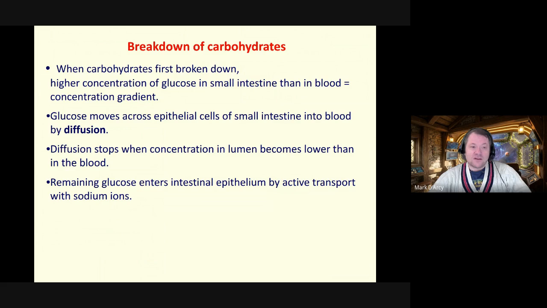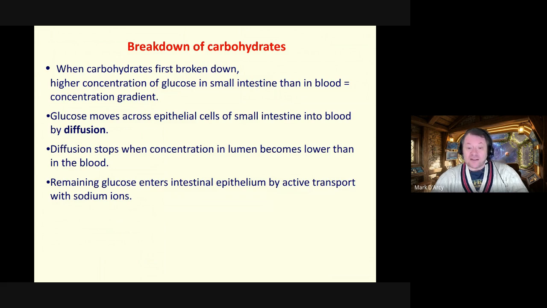Breakdown of carbohydrates. When carbohydrates are first broken down, there's a higher concentration of glucose in the small intestine than in the blood. So there is a high concentration gradient, and glucose can basically just move across the epithelial cells of the intestine into the blood by diffusion. Diffusion stops, however, when the concentration in the lumen becomes lower than in the blood.